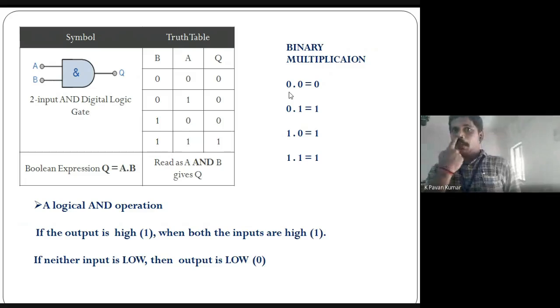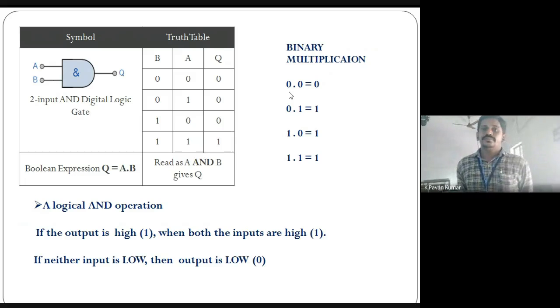Look at the truth table. In this logic, we have to use four combinations based on the zeros and ones. The output Q equals A dot B. You know about binary multiplication. 0 dot 0 equals 0, 0 dot 1 equals 0, 1 dot 0 equals 0, and finally 1 dot 1 equals 1. These are the binary multiplication rules. Based upon these rules, we use the AND operation, Q equals A dot B.